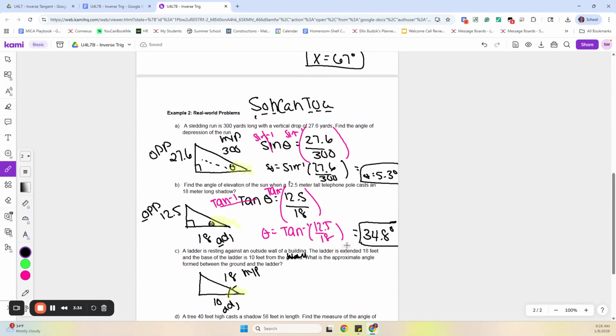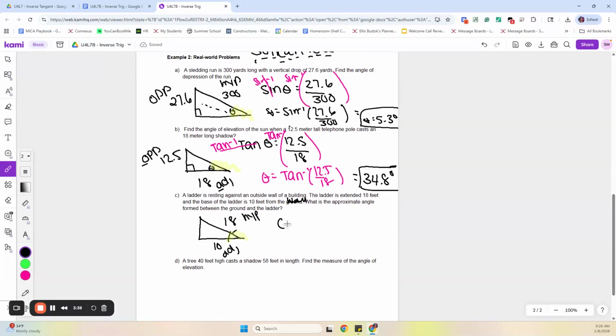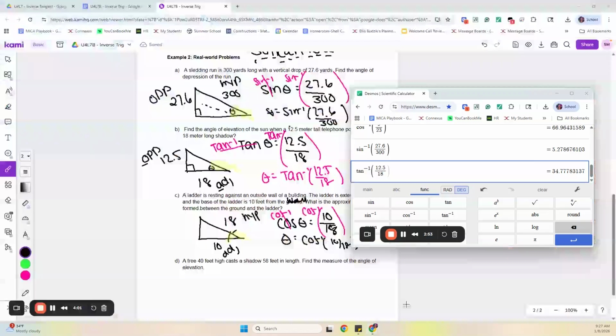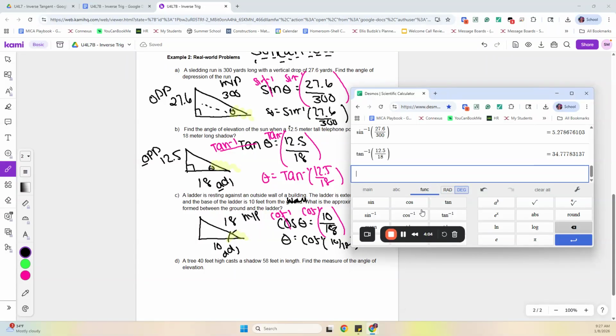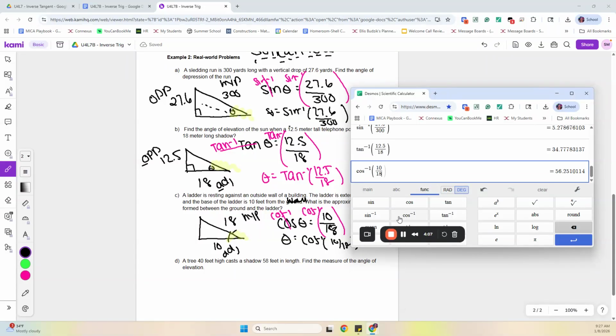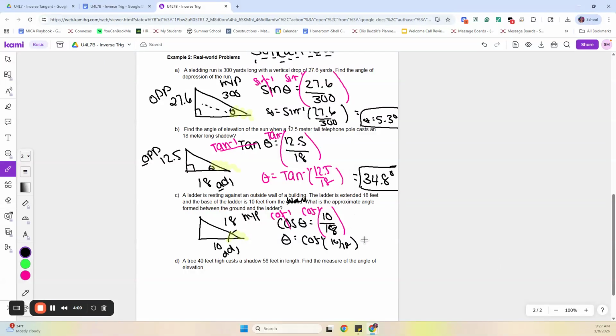So A and H go with C for cosine. So we got cos of my angle equals my A over my H. We're going to cos inverse both sides. So now we get theta equals cos inverse of 10/18. So cos inverse of 10 over 18, and we get 56.3. So 56.3 degrees.